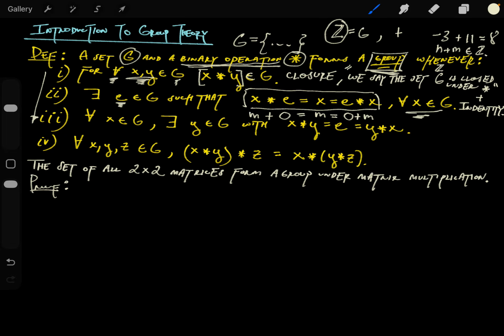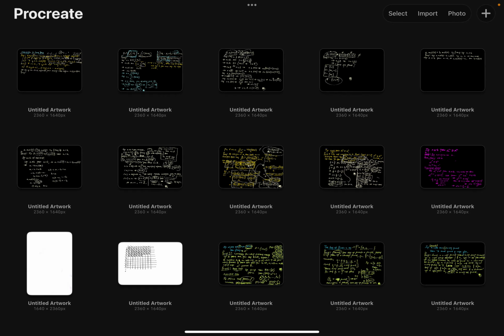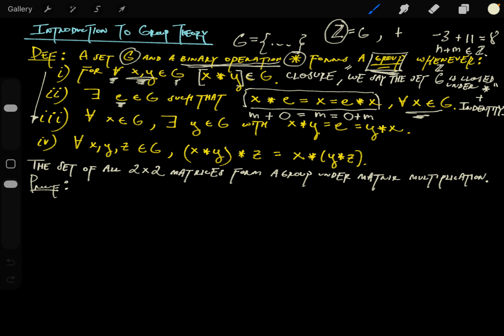And then the next condition is that for all x in G, there exists some other element in G such that when you perform the operation, you get back the identity. If we continue with our example, 5 plus -5 equals 0, which is the identity element here, and -5 plus 5 equals 0. This is called inverses. It must have inverses. And then the last one is associative.